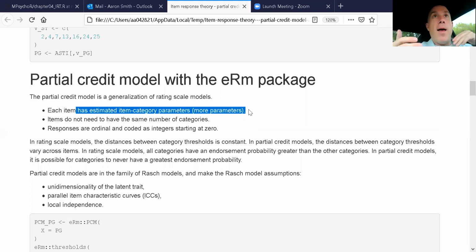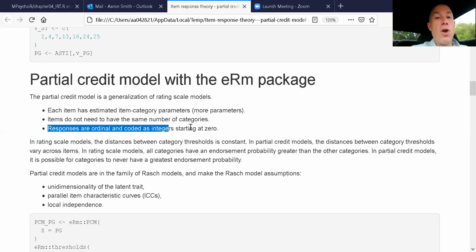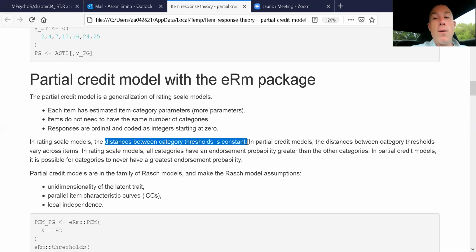So if I have fewer observations, this may not be a good choice. Remember, the more parameters I want in the model, the more data I need to make that coherent and to be able to fit well. Otherwise, I'm prone to overfitting. Items do not need to have the same number of categories. That's a big difference from rating scale models. Responses are ordinal and coded as integers starting at 0. In rating scale models, the distance between category thresholds is constant, but in partial credit models, this is not the case. This is a huge jump up in flexibility.